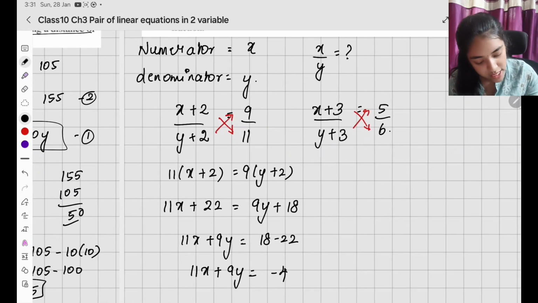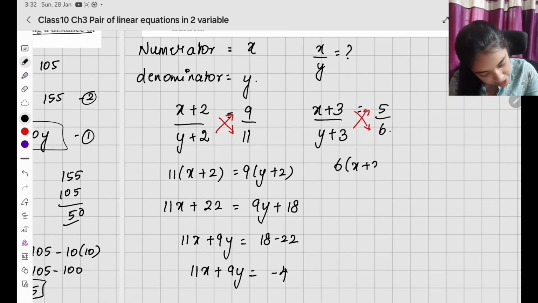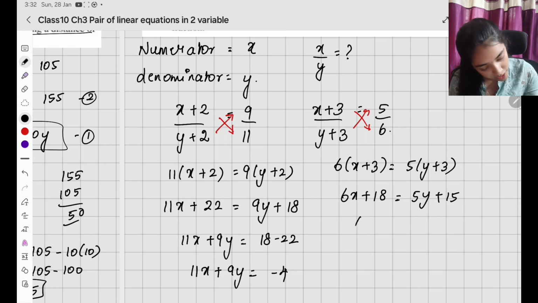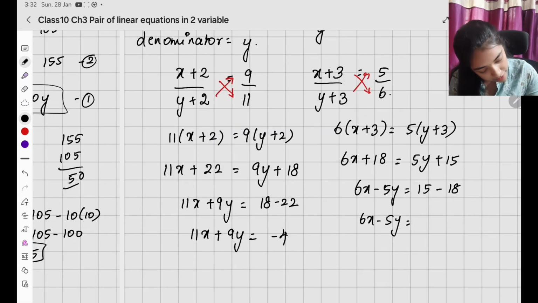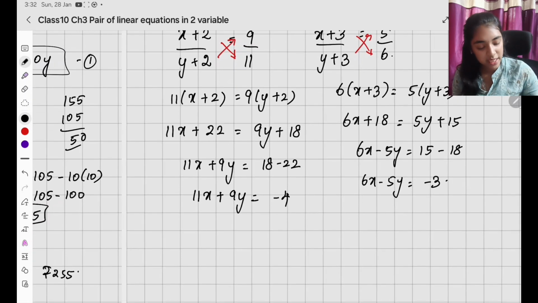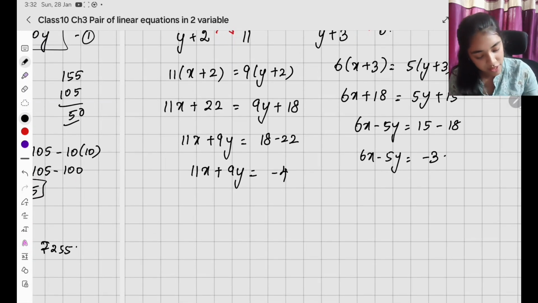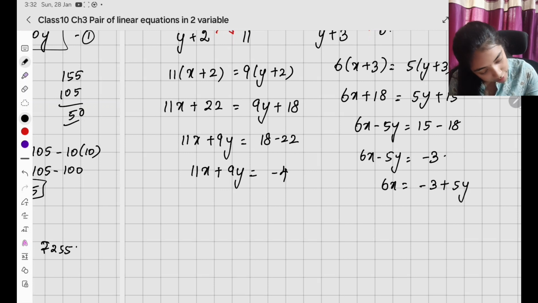The second equation is going to be 6 into x plus 3 equals 5 into y plus 3. So we have 6x plus 6 3s are 18 equals 5y plus 5 3s are 15. So we have 6x minus 5y equals 15 minus 18, 6x minus 5y equals minus 3. இப்போ ரெண்டு equation இருக்கு. Let me write one variable in terms of the other. So I can write 6x equals minus 3 plus 5y. X equals minus 3 plus 5y the whole divided by 6.